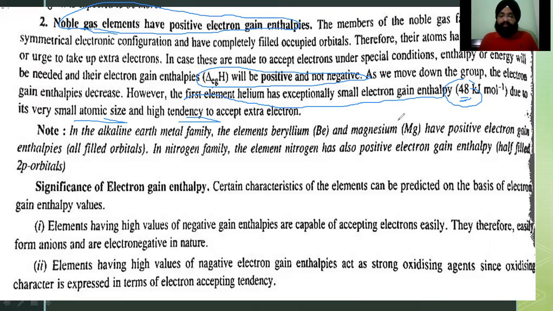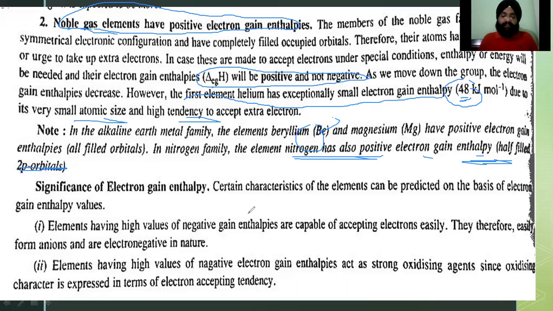Besides this, the alkaline earth metals like beryllium and magnesium have positive electron gain enthalpy because the outer s orbitals are filled, s2 in both cases. In the case of nitrogen, it has a half-filled electronic configuration, 2p3. So again, a positive value of electron gain enthalpy.